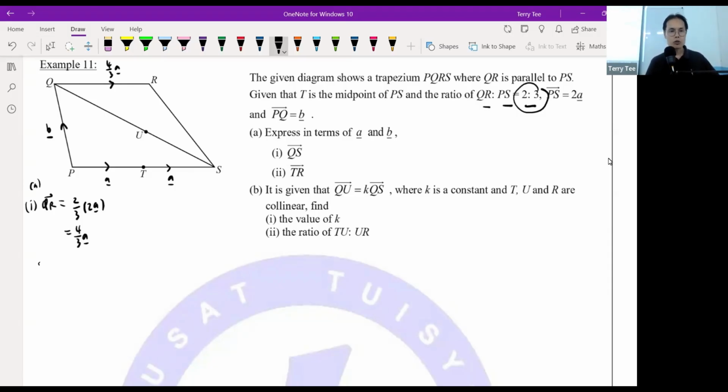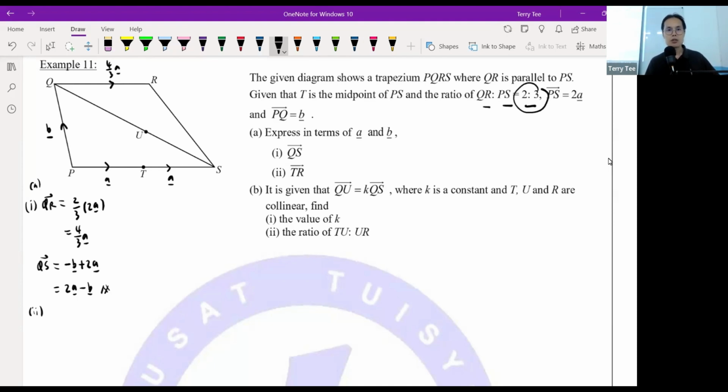To go from Q to S, we can go Q to P, P to S. That is minus B plus 2A. Answer: 2A minus B. Roman 2.